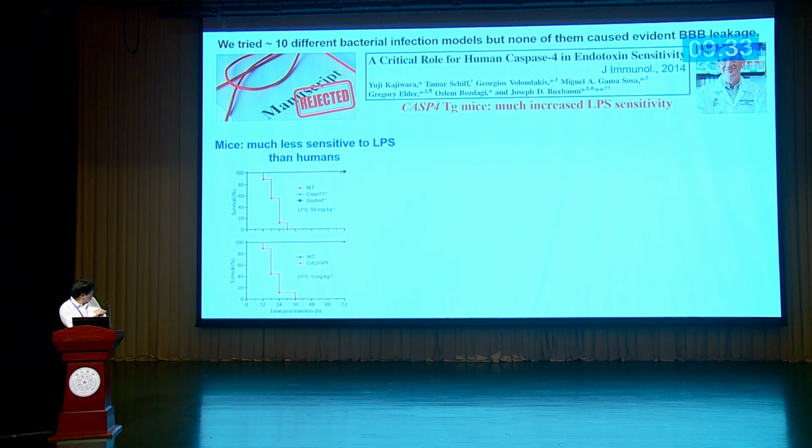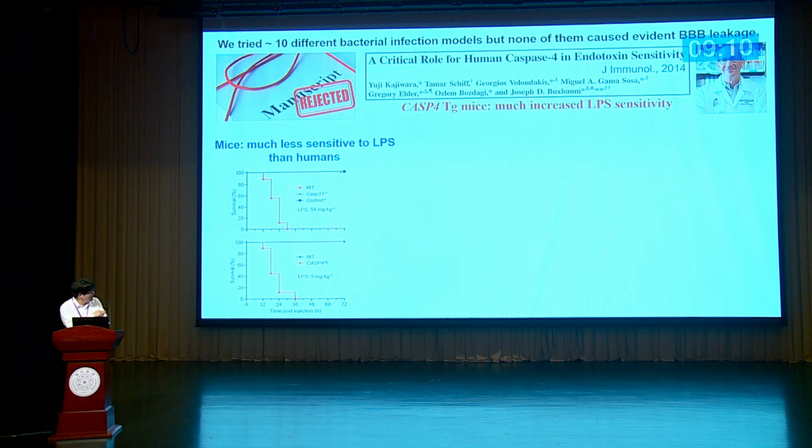So we confirmed this in this lethality assay. You can see that in the wild-type normal mice, 50 milligram per kilogram LPS will kill mice within 1 day. However, for the caspase-4 humanized mice, you only need 5 milligram. So 10 times lower LPS dose for the lethality.